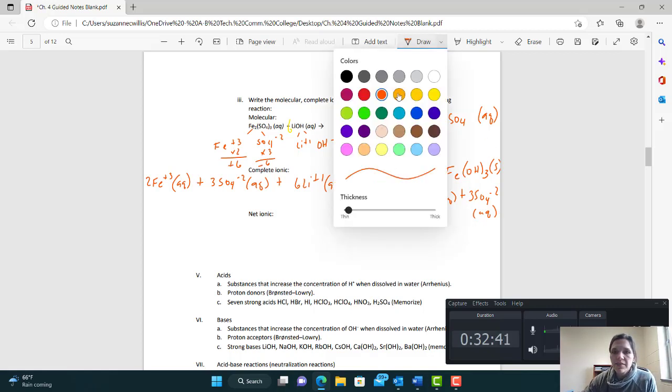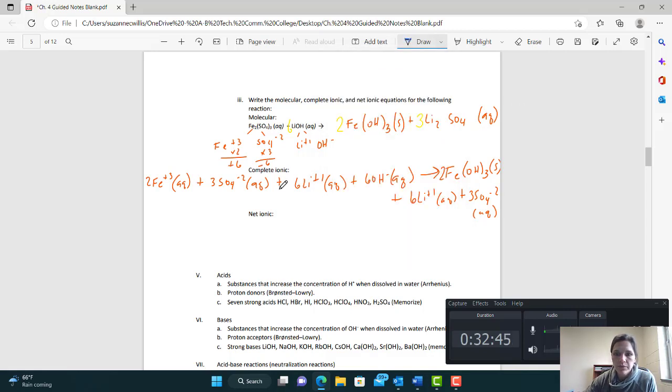Then we can go identify the spectators. Sulfate, sulfate, lithium, lithium. So those are not exciting. That's what I'm like at a sporting event. I'm a spectator. So I'm just sitting, nobody wants to watch me on TV.